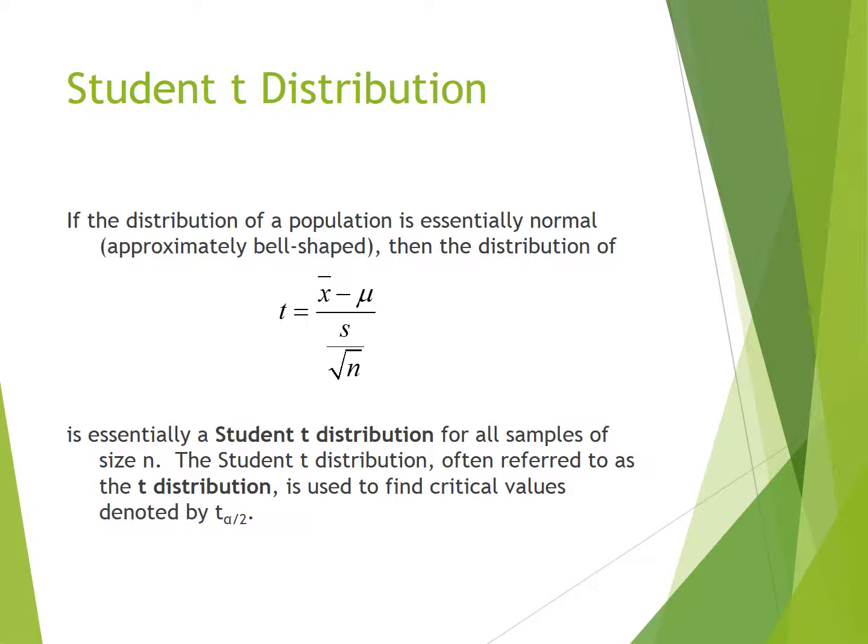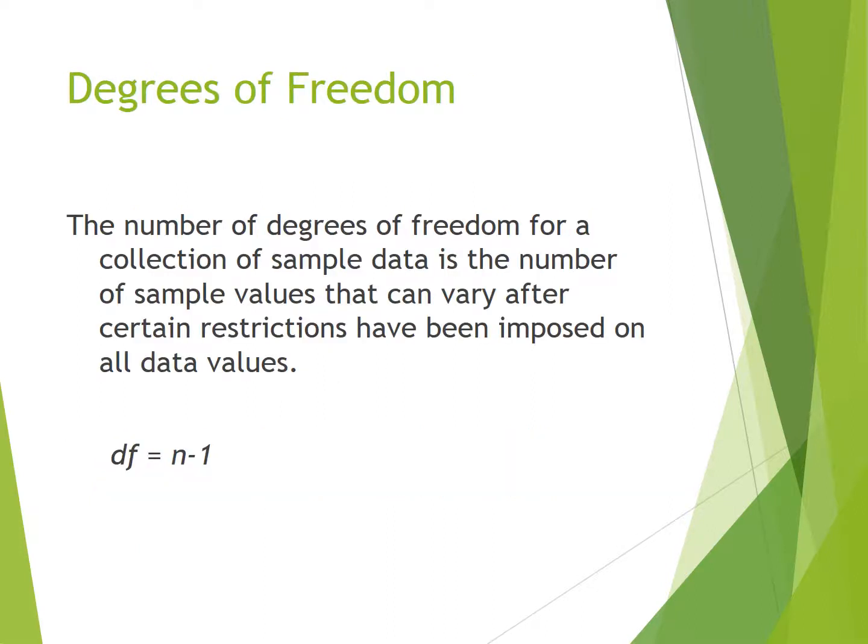The difference is as n increases, the shape changes, which is known as degrees of freedom. So degrees of freedom for a t-distribution is sample size minus 1. As the degrees of freedom or sample size increases, the t-distribution is getting closer and closer to a normal distribution.